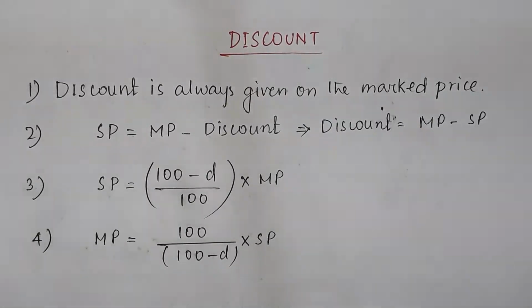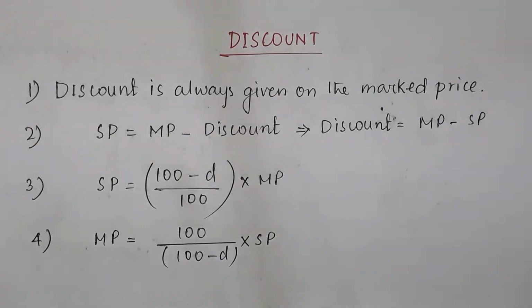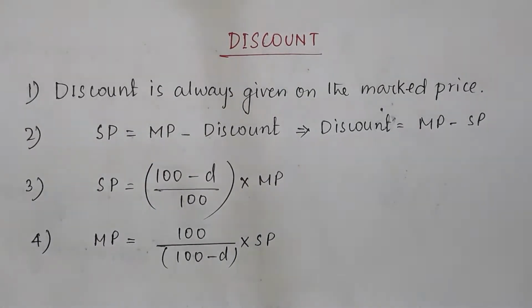Hello students. So we are discussing profit, loss and discount. Today I am going to discuss the topic discount. Discount means, sometimes to clear the stock or to clear the damaged product, the shopkeeper offers a reduction on the mark price of their goods. This reduction of mark price is called discount.